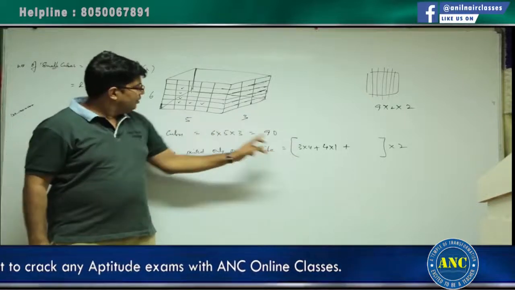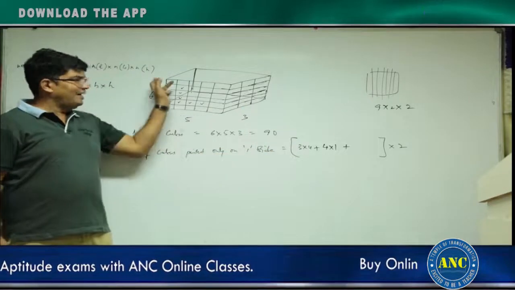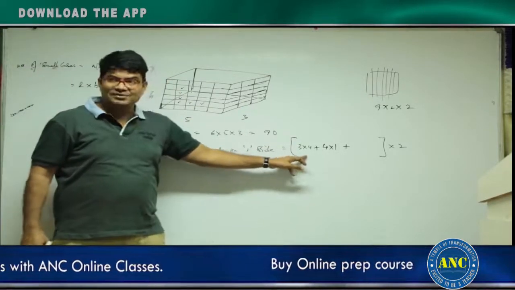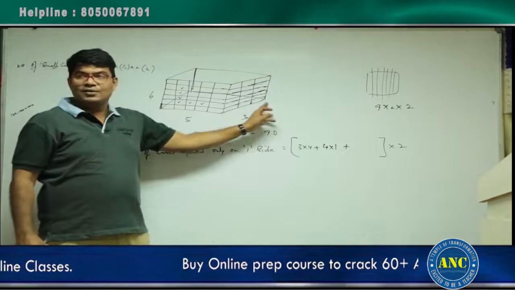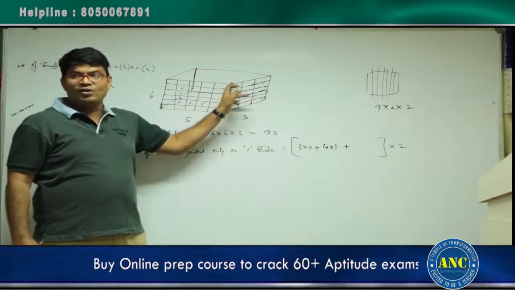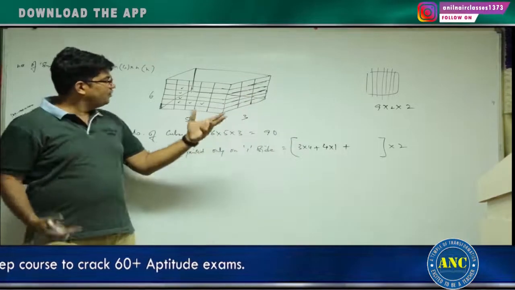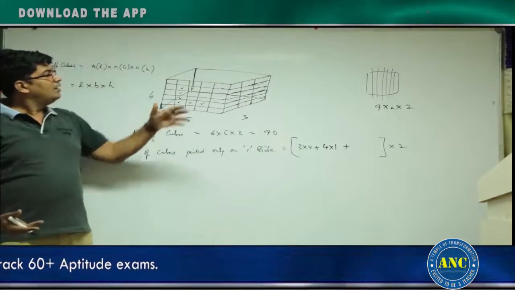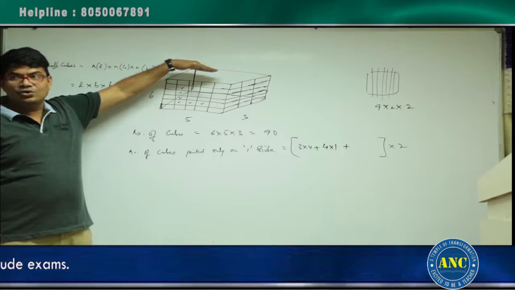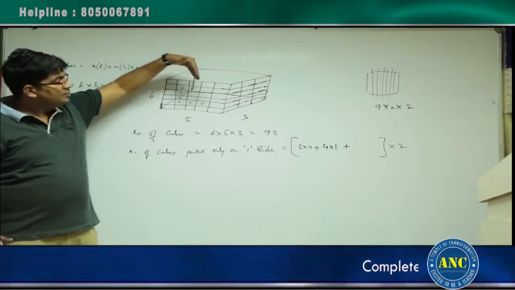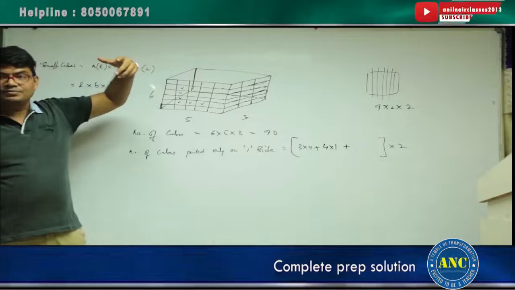This is length into height, done. Breadth into height is done. What is left now? Length into breadth. So length into breadth, where will that be? Upside. Upside and down. So that will be 3 into 1.